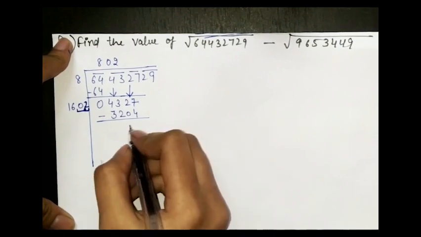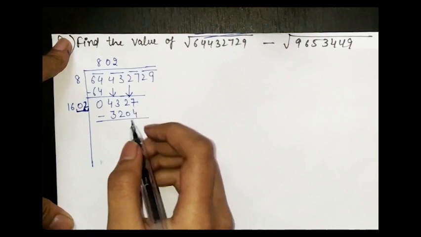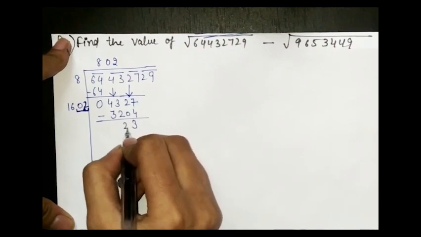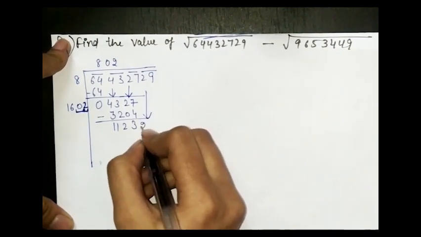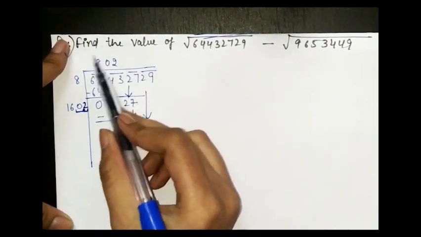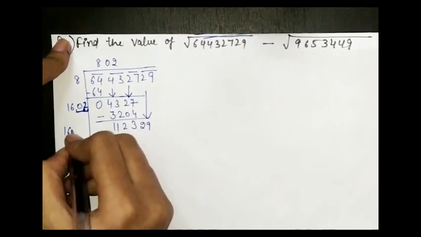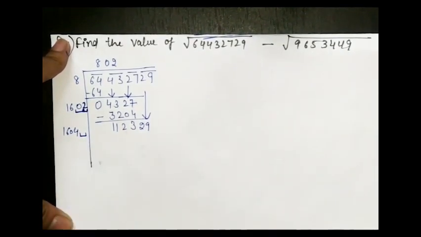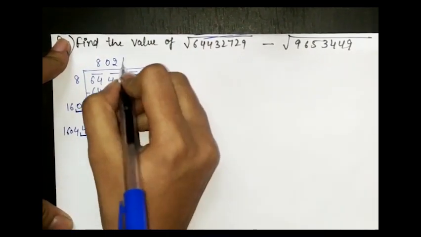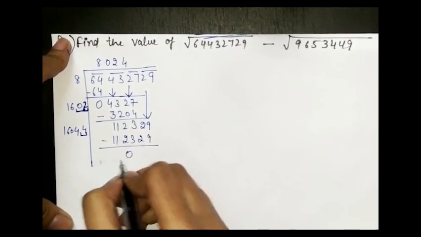Now the answer will be 3211, and then we will write 29 here also. Now the double of 802 is 1604, and now you want one number so that this will be completely divisible, and that number is 4. This will be completely divisible by this and the remainder will be 0.